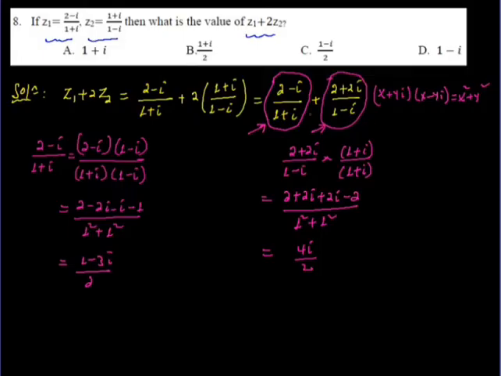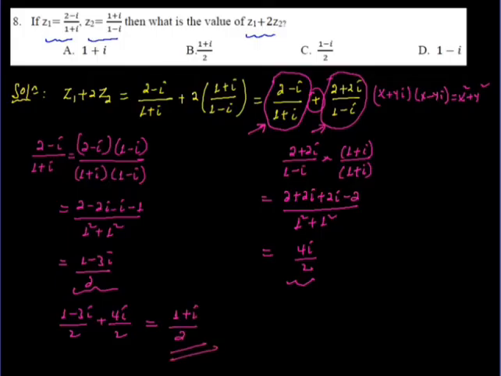So let us take the sum of these two. That means (1 minus 3i) over 2 plus 4i over 2. This is (1 plus i) over 2. Therefore, the simplified form of the given complex number is (1 plus i) over 2. So our answer will be B.